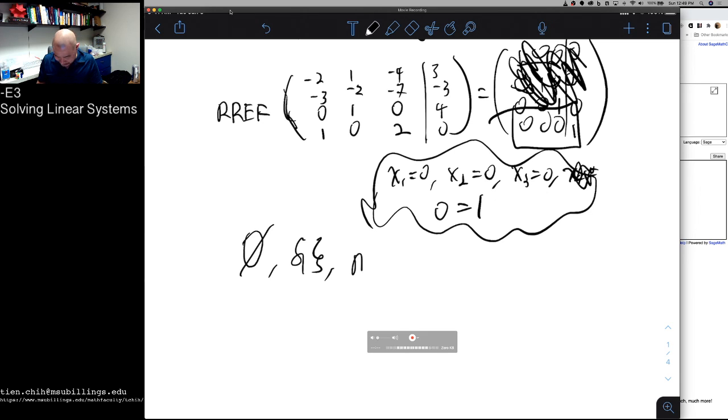However you want to express this, you can say the empty set, the set with nothing in it, none, whatever you want to say. There are no solutions to this system.